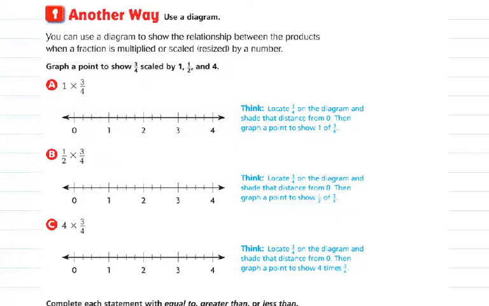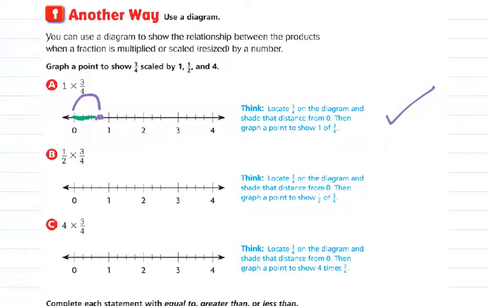So what we're going to do, boys and girls, is look at our number line. We have 1 whole, and within that 1 whole, we have 1/4, 2/4, 3/4, and 4/4. We're going to plot 3/4 on the number line, starting from 0 to 3/4. It says think: locate 3/4 on the diagram and then shade that distance from 0. That distance from 0, boys and girls, is our answer.